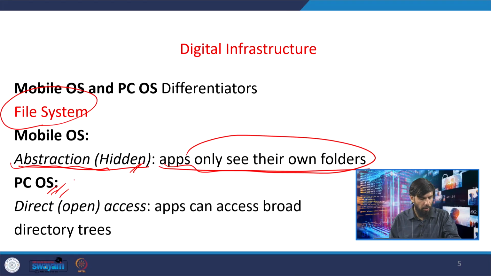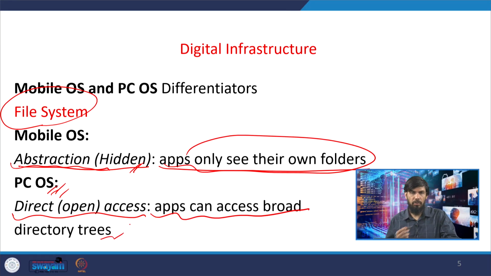If we look at the PC operating system, the file system gives direct or slightly open access. So, apps can access broad directory trees. Through apps you can browse through or access files which could be placed in so many different places. So, in terms of file system in case of PC operating system, we observe quite direct and open access in comparison to mobile OS, where it is app only kind of access.